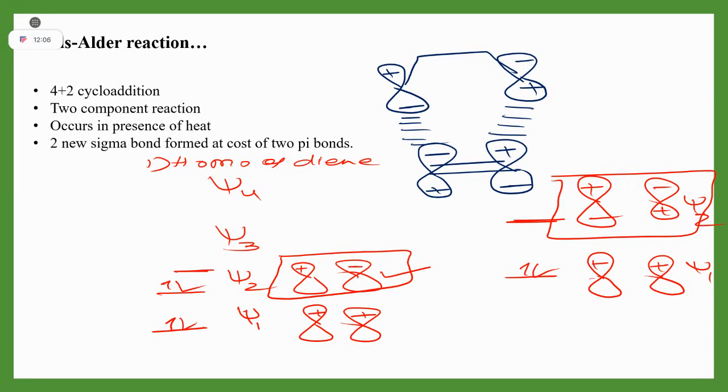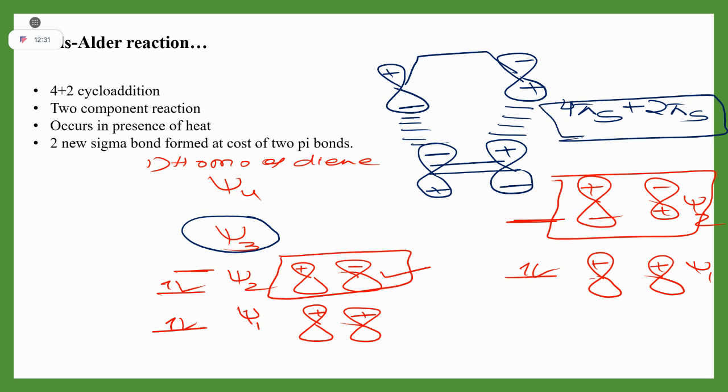Clear? But let's say there is photochemical condition. Then in that condition, your psi 3 will be HOMO. And in psi 3 case, these orbitals will be of same sign. Then it will not be possible to have suprafacial. Here, 4 pi is your suprafacial component and 2 pi is also your suprafacial component. Therefore, it is thermally allowed reaction and photochemically forbidden.